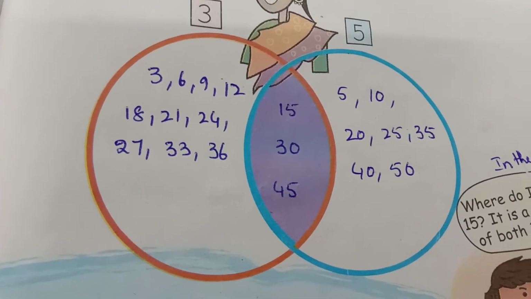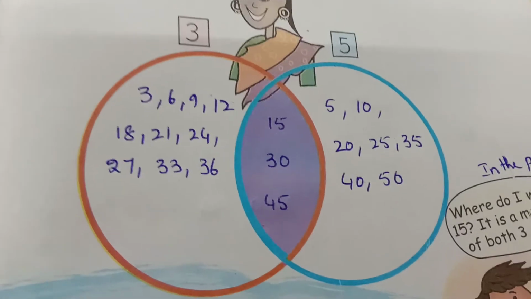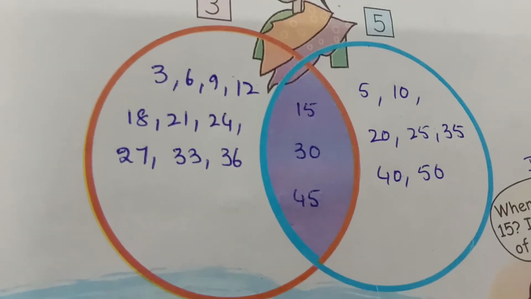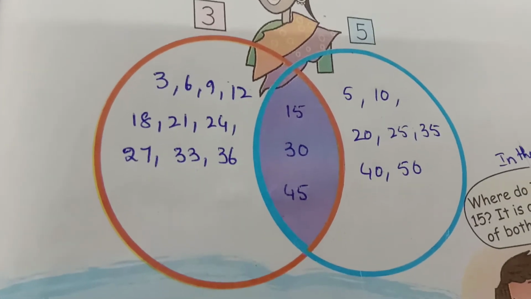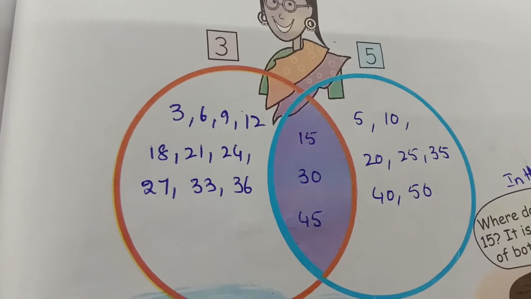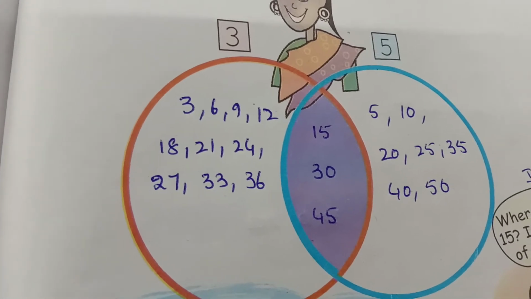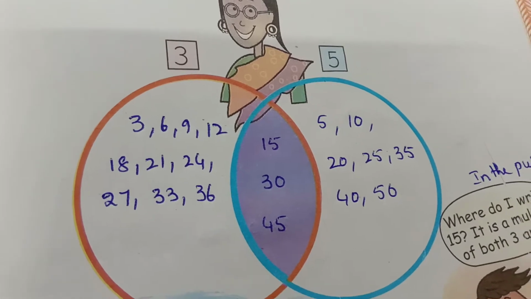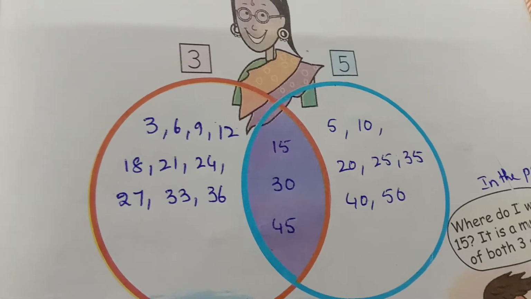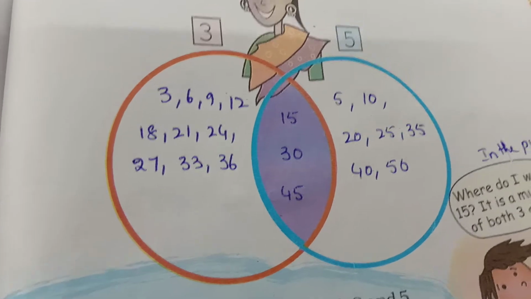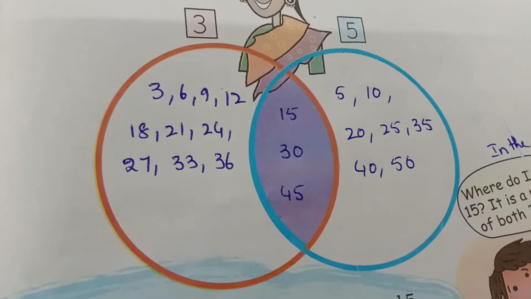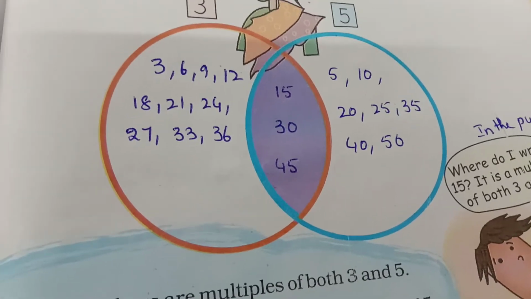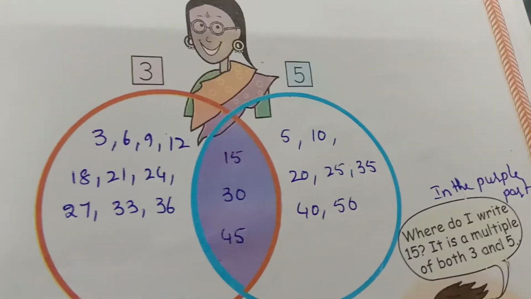If you observe, we are writing the common multiples in the purple color, like 15, 30, 45 and so on. They are the common multiples of 3 and 5. So the first common multiple of 3 and 5 is 15. The least common multiple of 3 and 5 is 15. The smallest common multiple of 3 and 5 is 15 only. Yes, 15, 30, 45. Next, what is the common multiple, children? 60. Then 75. So like this, we will play this game.